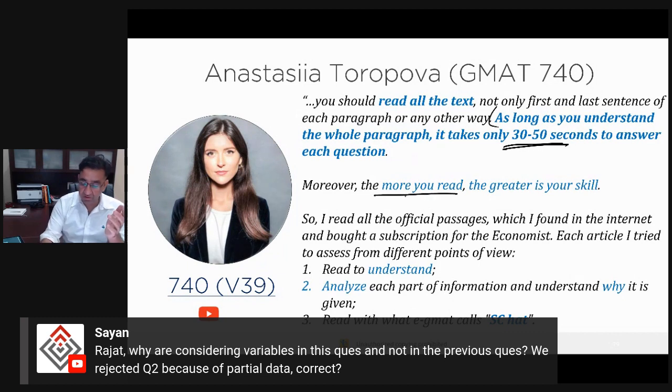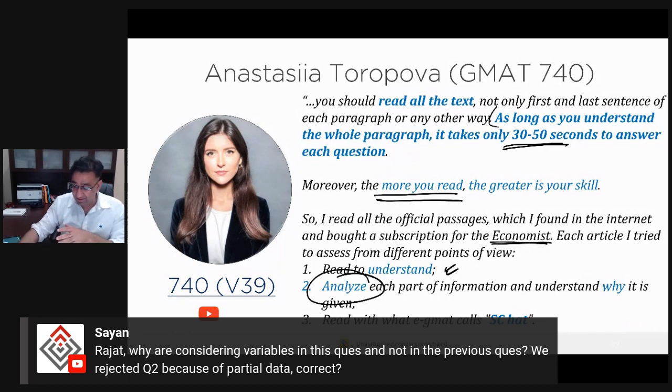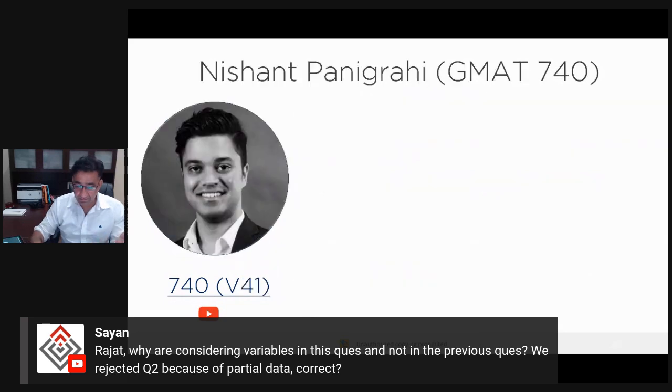And then she says, the more you read, the greater the skill, which is where the Economist, in my opinion, is one of the best journals out there. The key thing is, when you're reading, read to understand. Do not read for speed. Analyze every part of the information and understand the purpose. When you say why it is given, the purpose it serves. And again, as you say, read it with the SC or even the CR hat.